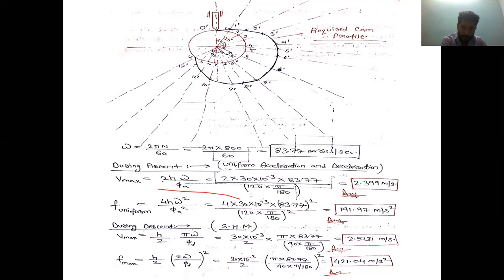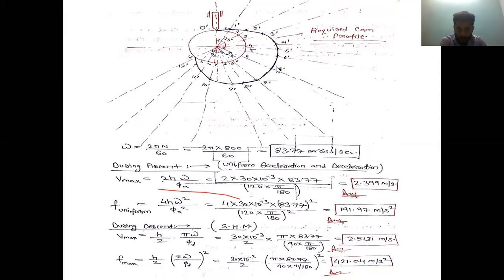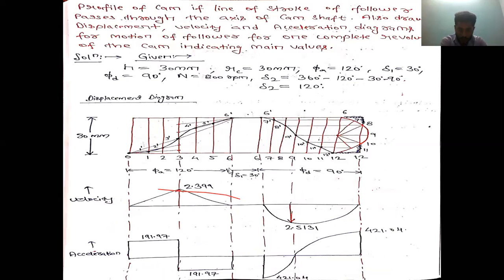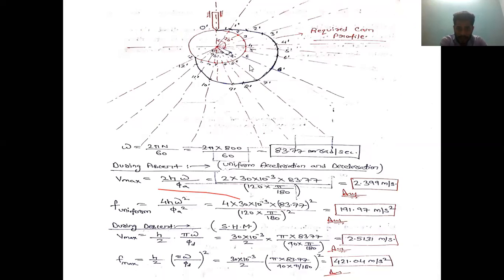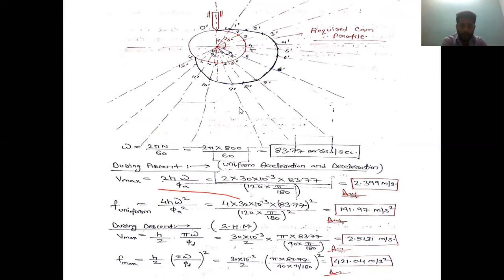First you will divide it for the angle of ascent, 120 degree. This angle is 120 degree. Next is your dwell, 30 degree. This angle is 30 degree. Next you will divide the circle into this 90 degree part. Then after dwell, this part is 90 degree. Is it clear?